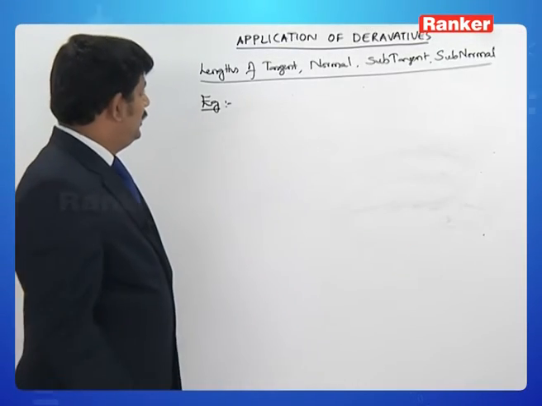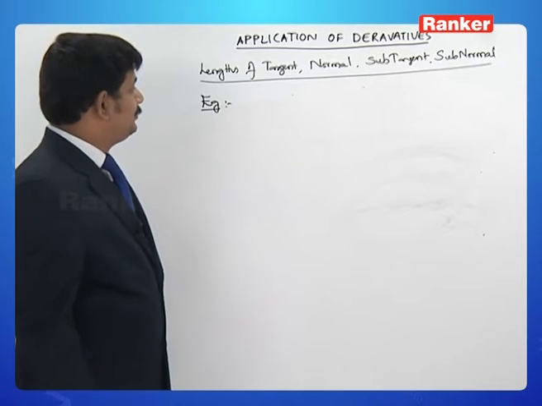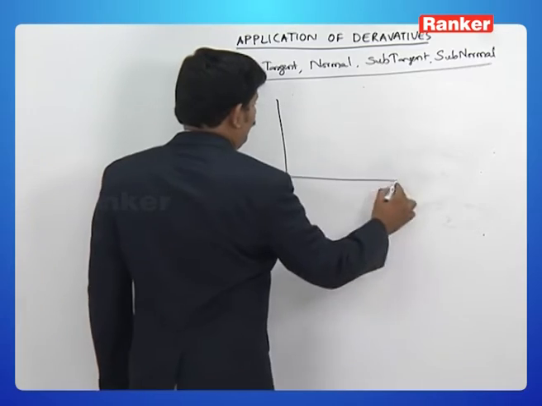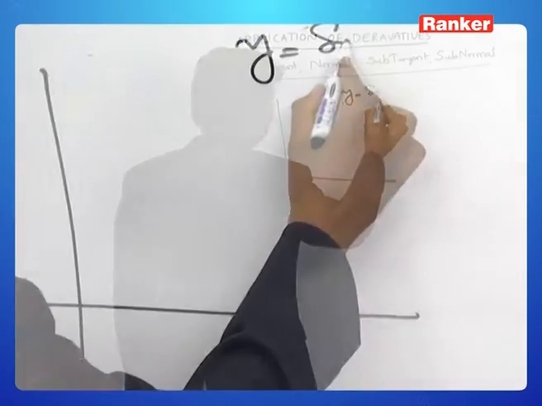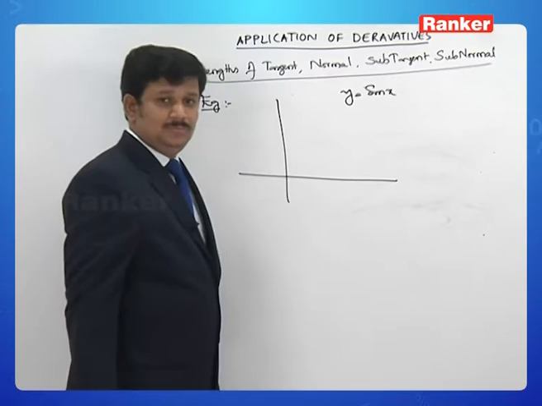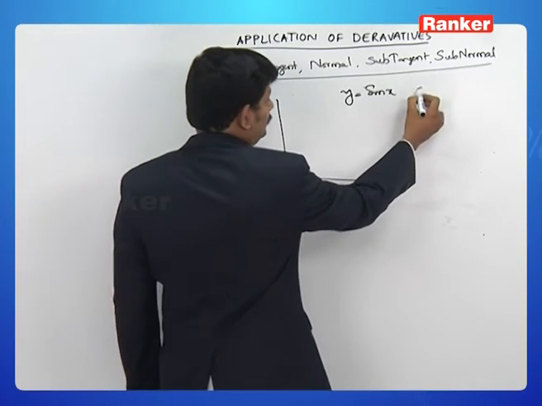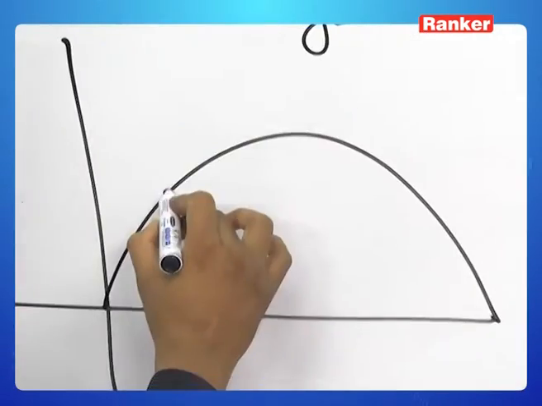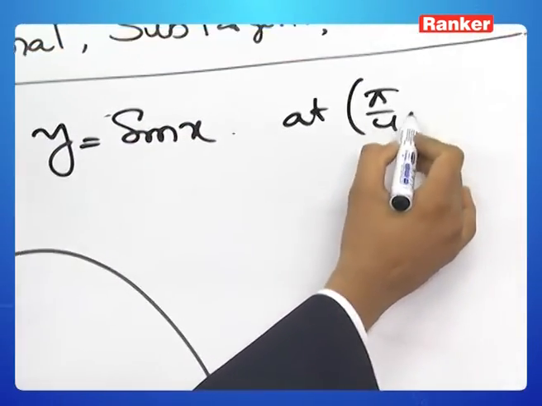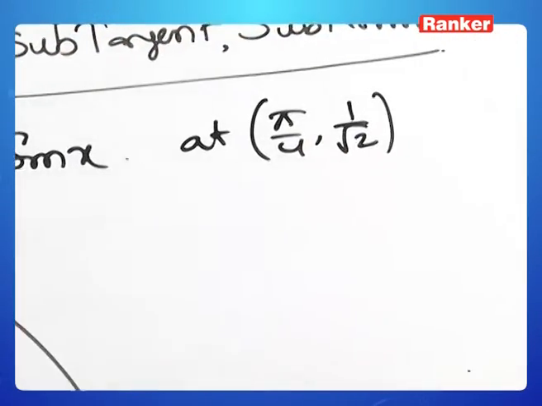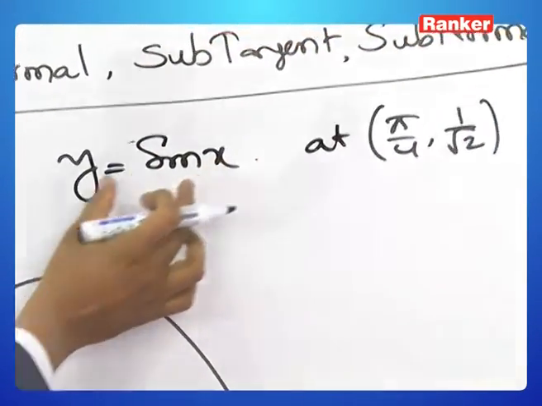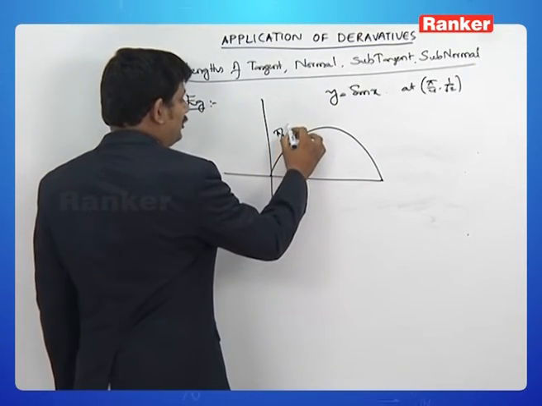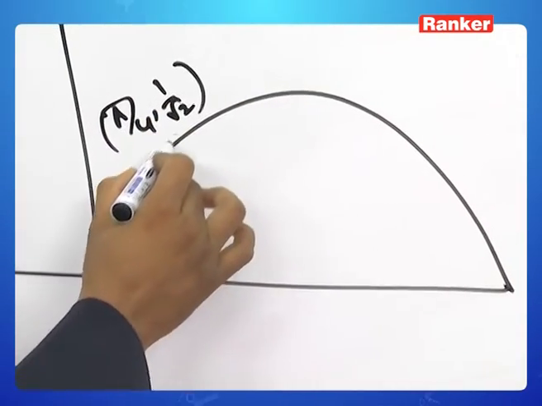Let us find the length of the tangent, length of the normal, length of the subtangent, and length of the subnormal to the curve y is equal to sin x at the point whose abscissa is pi by 4. If the abscissa is pi by 4, the ordinate would be sin pi by 4, which is 1 by root 2. So at the point pi by 4 comma 1 by root 2, let us find the length of the tangent.